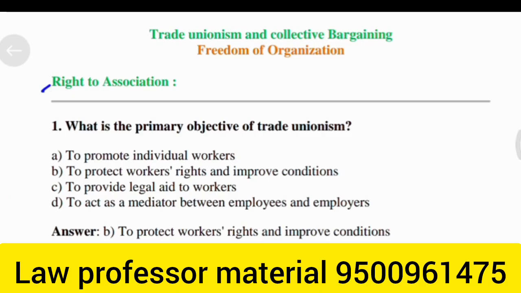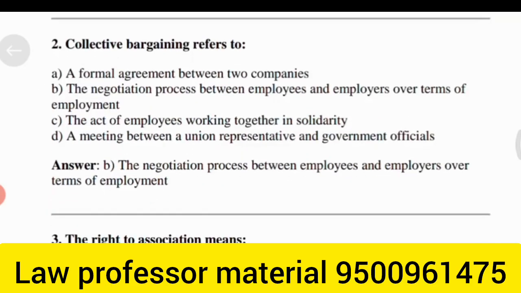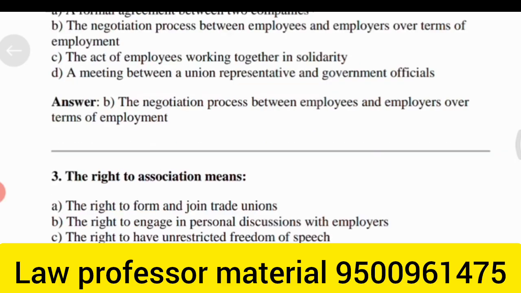Right to association. What is the primary objective of trade unionism? Option B. To protect workers' rights and improve conditions. Collective bargaining refers to option B. The negotiation process between employees and employers over terms of employment.